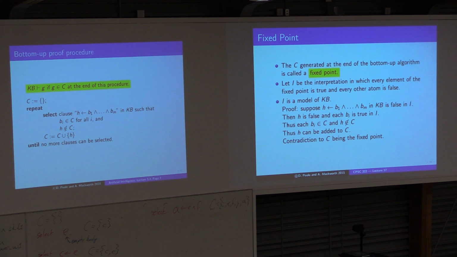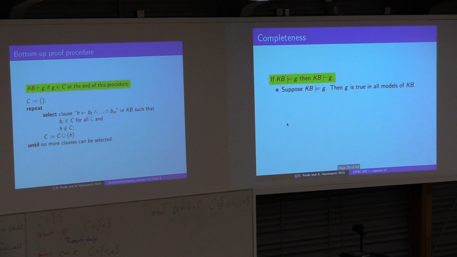So it turns out that I is called the minimal model. It has the least things true in it. Okay, so I is this minimal model, and this minimal model is the one that's generated by C. And now we can do the other direction.